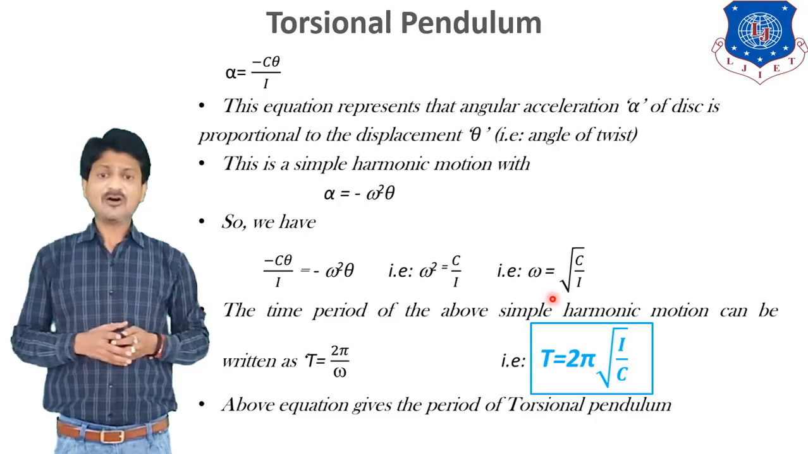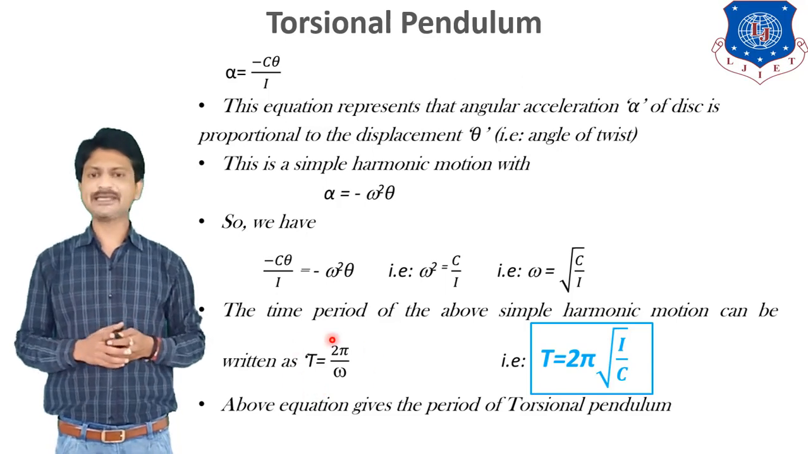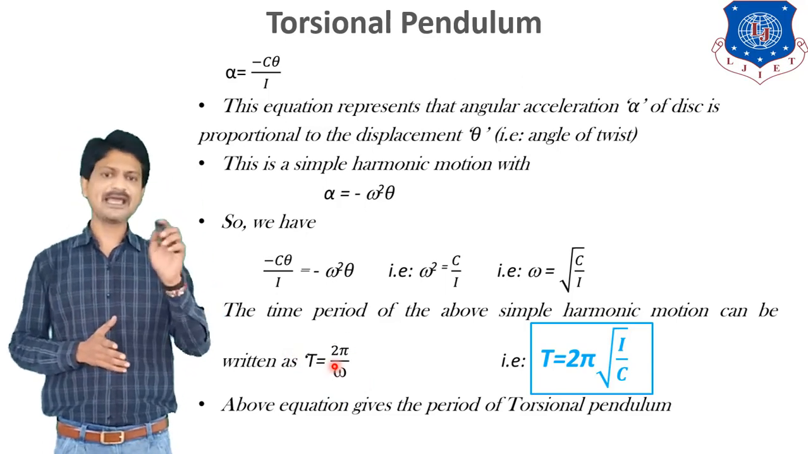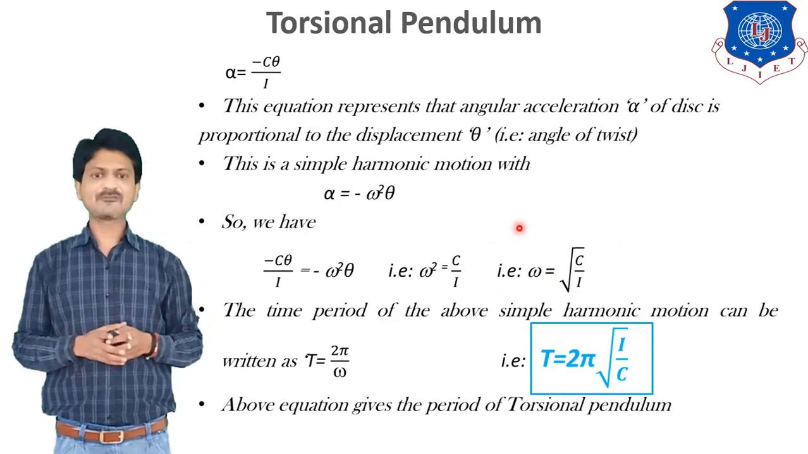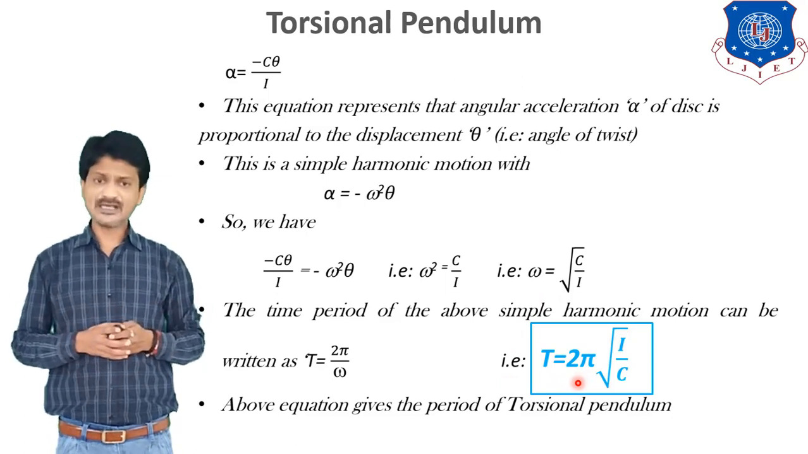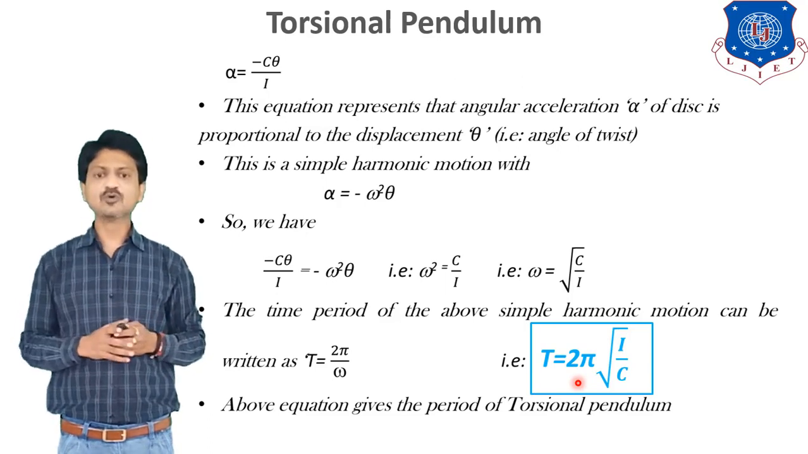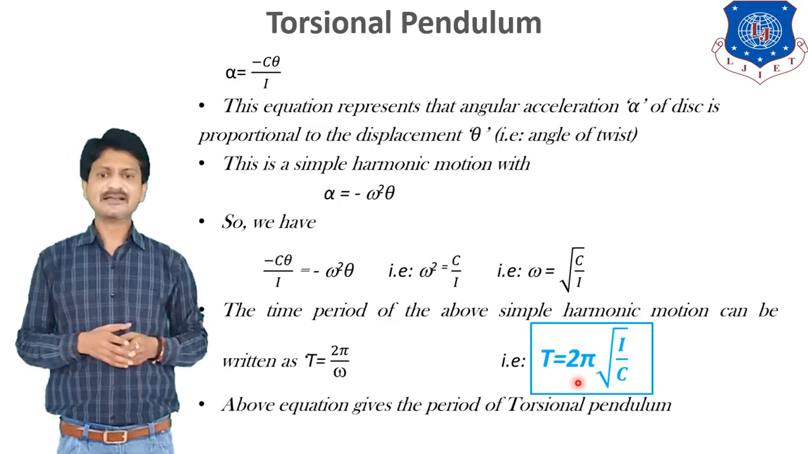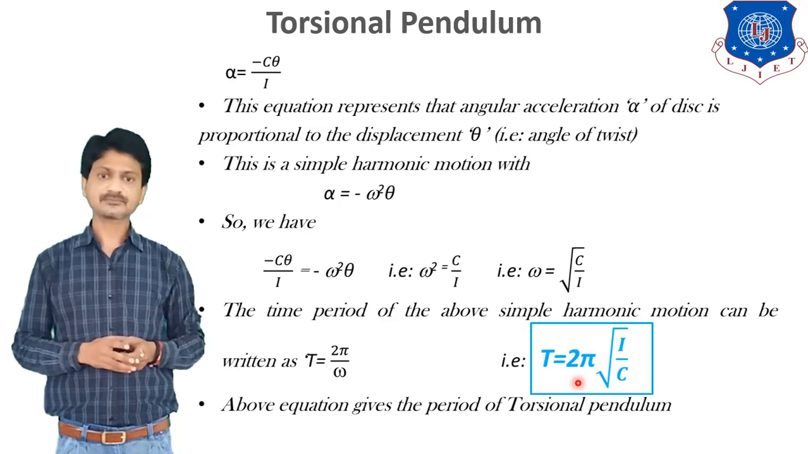But we know that omega stands for angular velocity, omega equals 2 pi upon T, where T stands for time period. By replacing that value of omega equals 2 pi upon T into the above equation, where omega equals under root c by I, we will have an equation of time period of torsional pendulum as T equals 2 pi under root I by c. So this equation represents the time period of torsional pendulum.